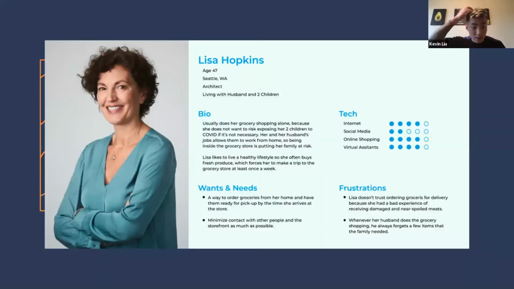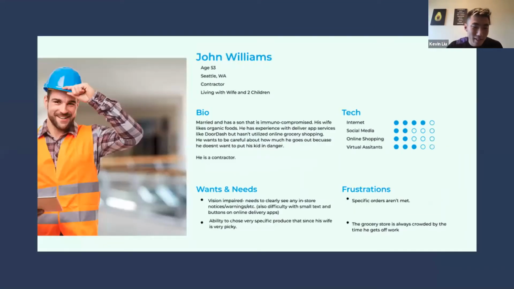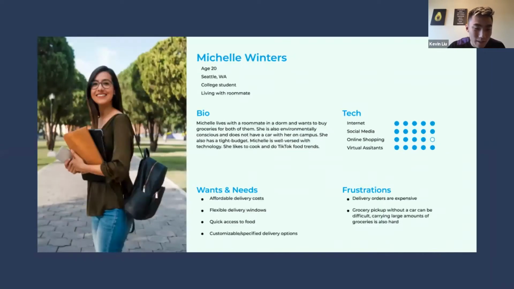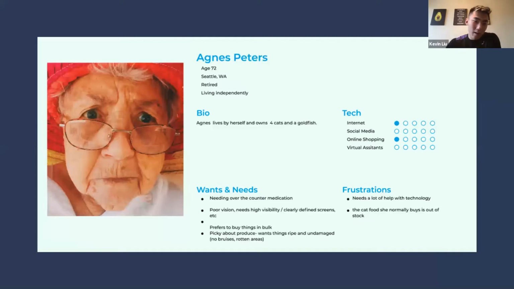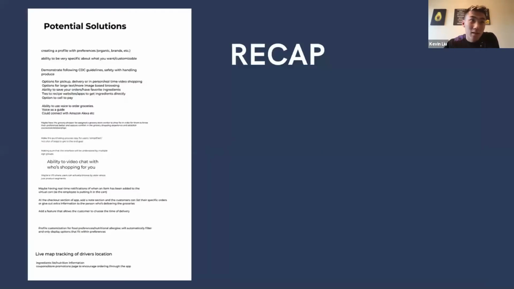We created the personas: this is our middle-aged mom, this is the single dad, I believe, and then some of his information, the young Gen Z, Michelle, and then we have a grandma. We identified these 4 personas and how we want to target each one of them through our app and make it as accessible and easy to use for all of them.